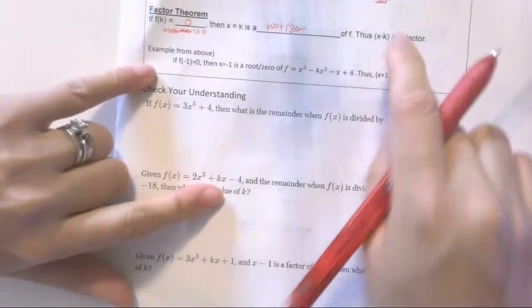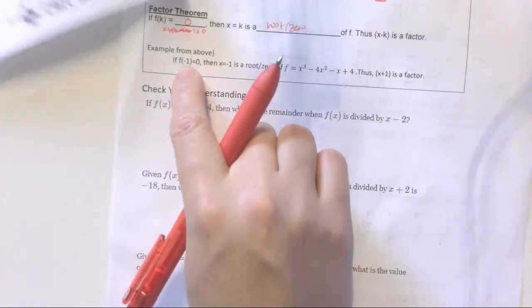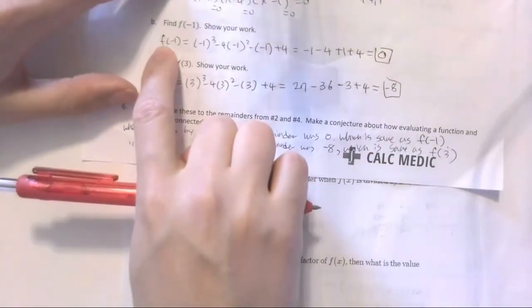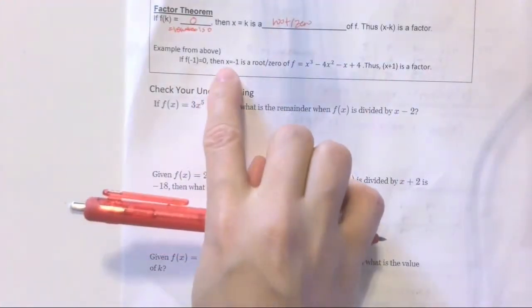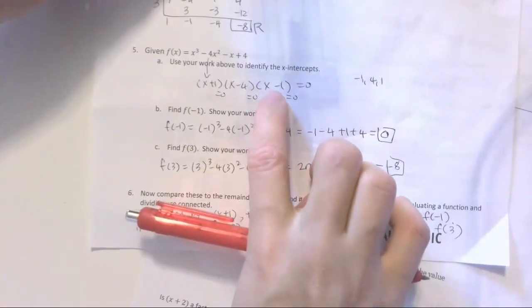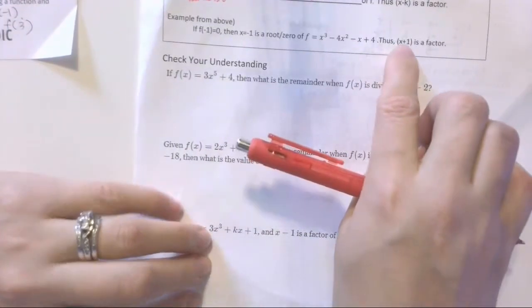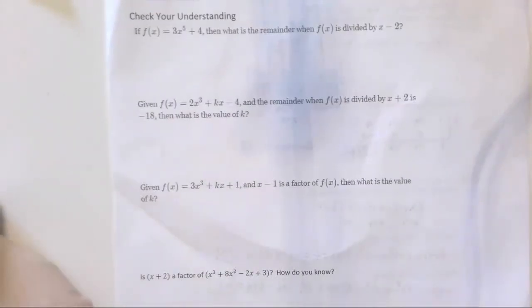So example from above, when we did f of negative 1 in the previous page, over here, f of negative 1, we got the 0. Remember that? F of negative 1 was 0, yeah. Then x equal to negative 1 is a root. Thus, x plus 1 is a factor. Therefore, x plus 1 is a factor of f of x. Okay? Alright, so now let's look at the example.